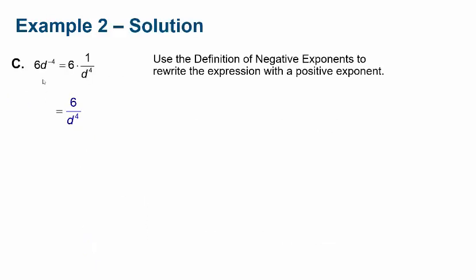All right, let's try this one here. 6d to the negative 4. This is really important because it's a common mistake. The negative exponent is only attached to the d. Only attached to the d. So the 6 stays up top, and this comes down as d to the 4th power because we changed the negative to a positive when we bring it down.